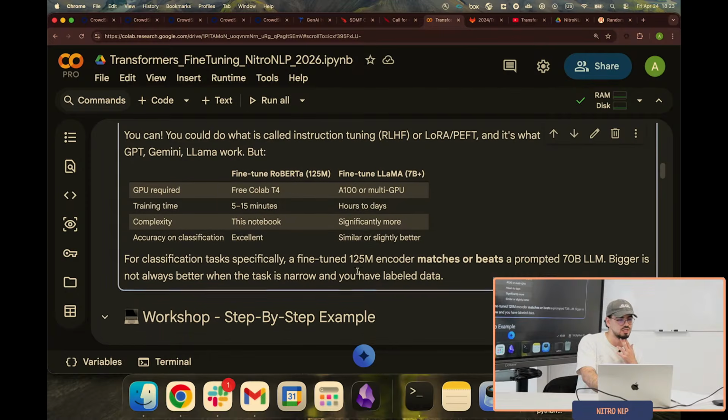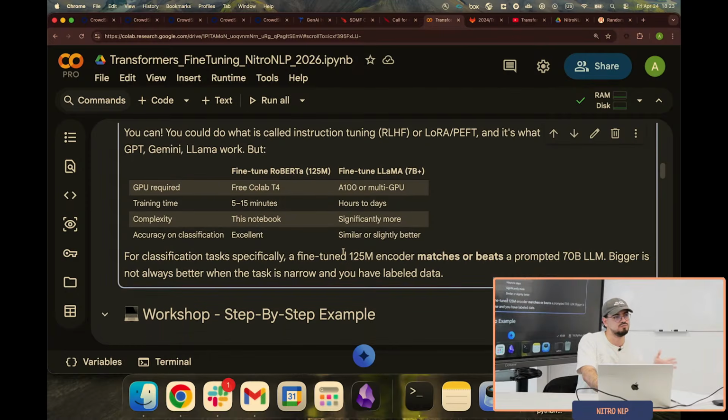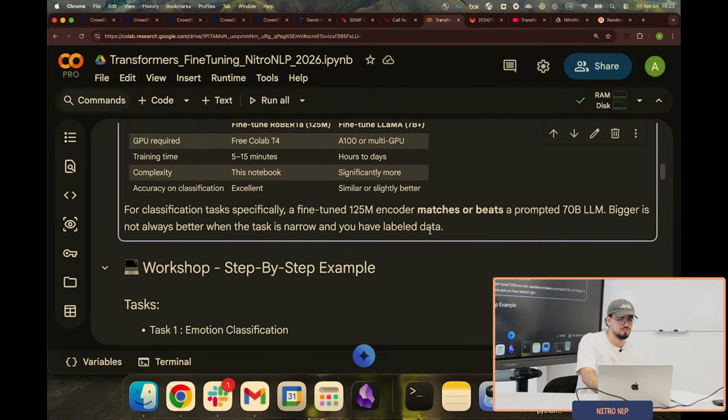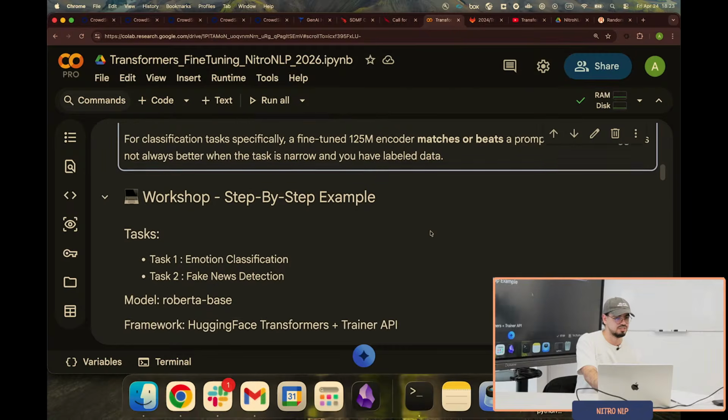So for classification tasks, specifically on easier or rather simpler data, a fine-tuned 100 million encoder would match or even beat a prompted, I don't know, 10 billion LLM sometimes. Because bigger is not always better when the task is narrow and you have labeled data.